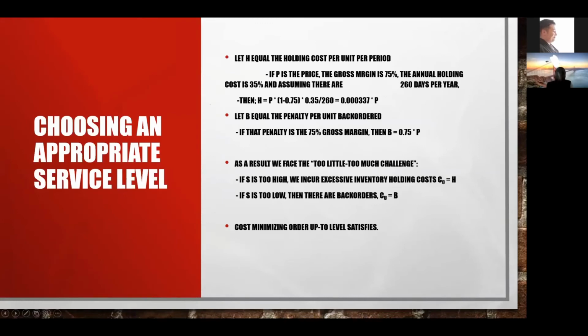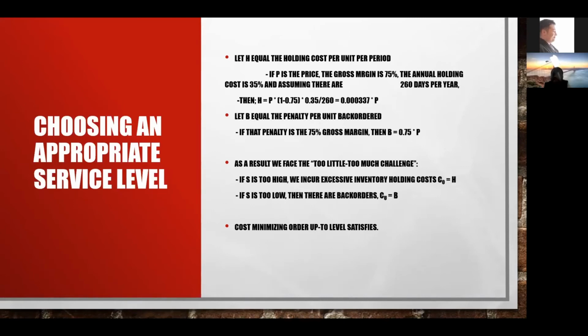Now, choosing an appropriate service level. If we let H be the holding cost per unit per period and P the price, say the gross margin for Medtronic is 75%, the annual holding cost is 35%, and assuming there are 260 days per year, then H, the holding cost, will be the price times 1 minus the gross margin, times 0.35, which is the annual holding cost, over the number of days per year, which is 260. That gives us 0.00337 times P, the price.